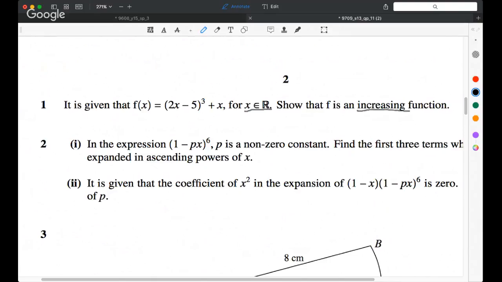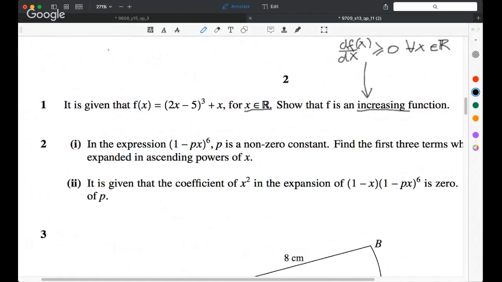So the way we define an increasing function is if df/dx is greater than or equal to 0 for all x in the reals. That's the condition you have to fulfill. So all you have to do is differentiate this. It uses some application of the chain rule because it's a function of a function. It's a cube of a polynomial. But that's just a very straightforward application.